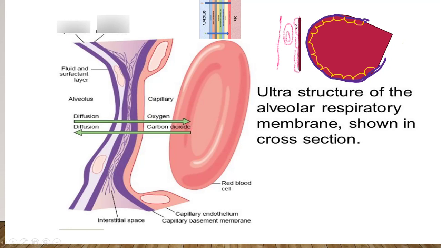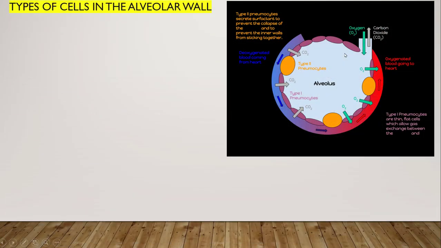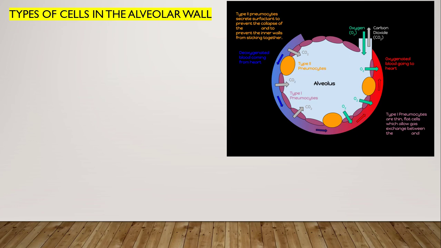This is the lumen of the blood vessel, which contains the RBC, the endothelial lining, the basement membrane of the capillary, the interstitial space, the basement membrane of the alveoli, the epithelial lining, and the lumen of the alveoli.